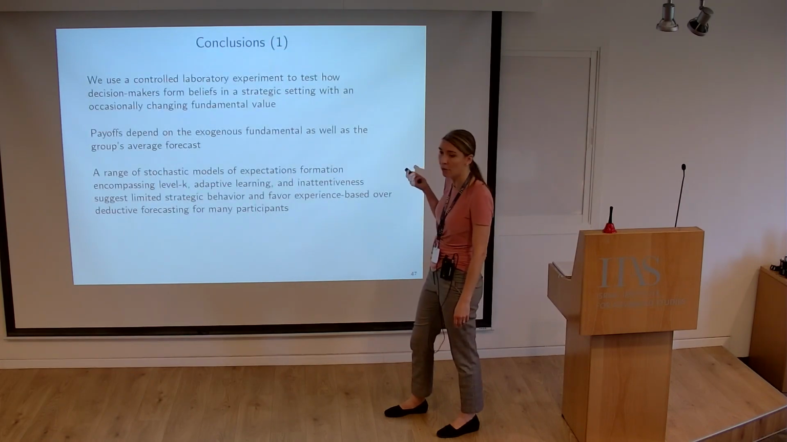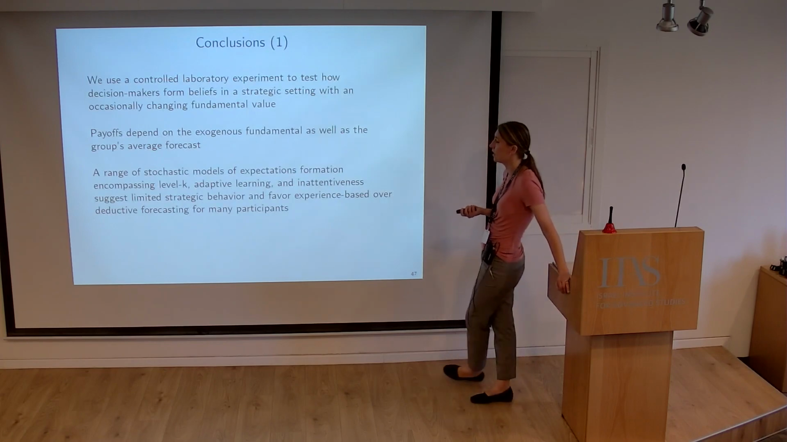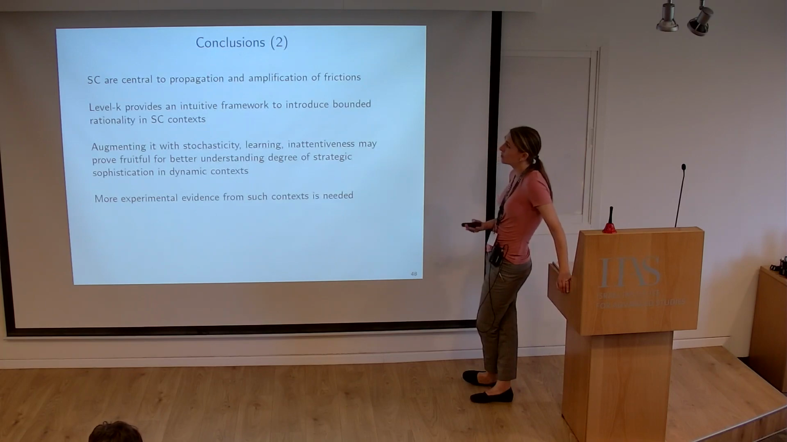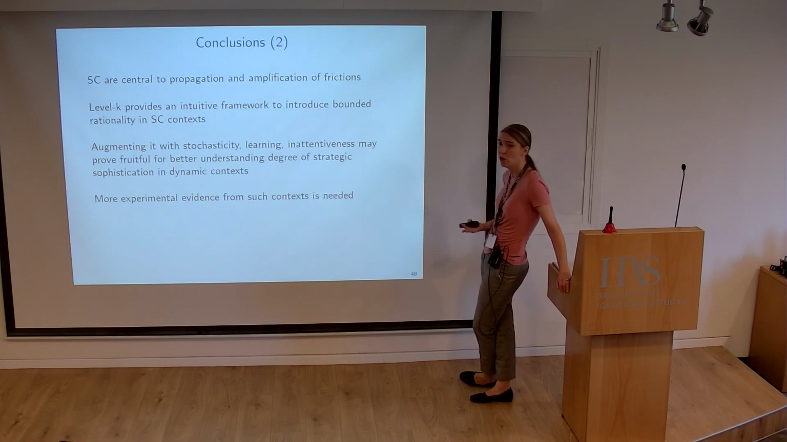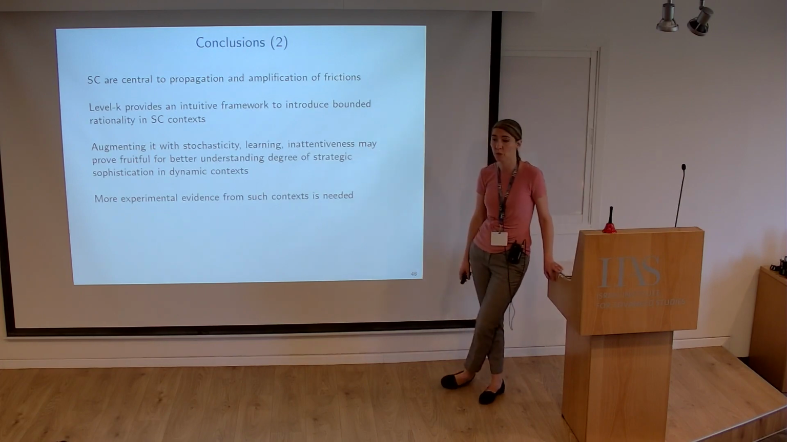Yeah. Okay, good. So this control lab experiment, like I said, is really a first step in trying to think about experiments with strategic decision making in settings that are relevant to macro. And encompassing these deviations from the basic level K model helps significantly predict behavior. Why is this important? Because strategic complementarity is central to propagation and amplification of frictions in macro models, and level K provides a very intuitive framework to introduce bounded rationality in these kinds of environments. But we still have a lot more to learn about how it interacts with things like imperfect information and with things like learning and inattentiveness that might be very fruitful going forward. And might inform these general equilibrium models that are just making assumptions.